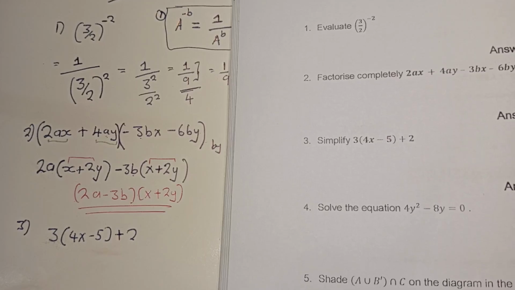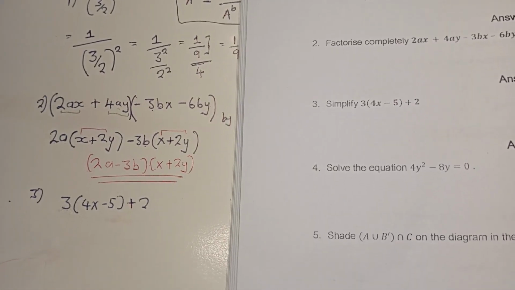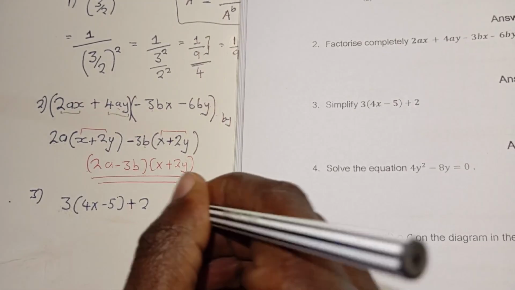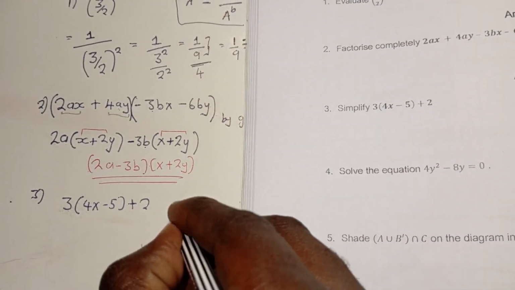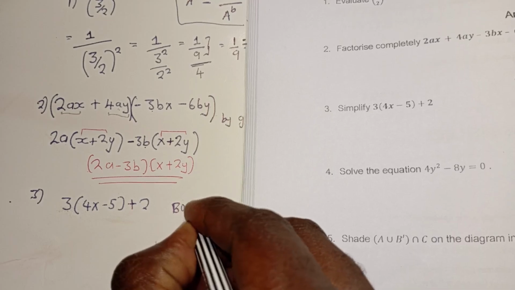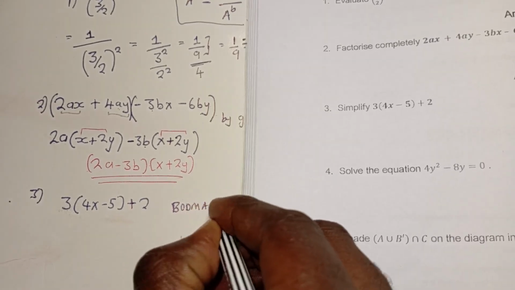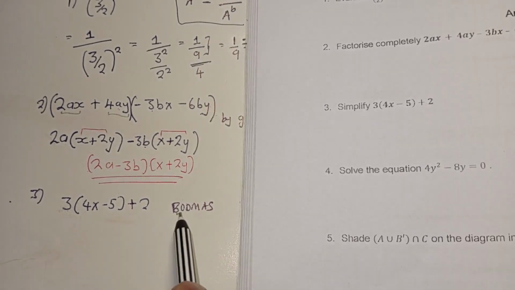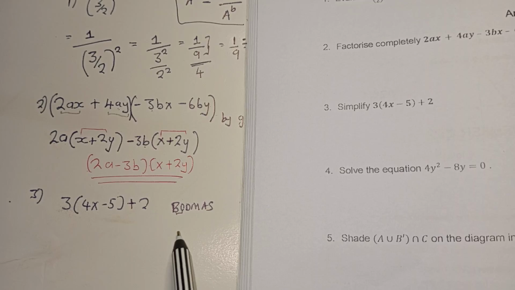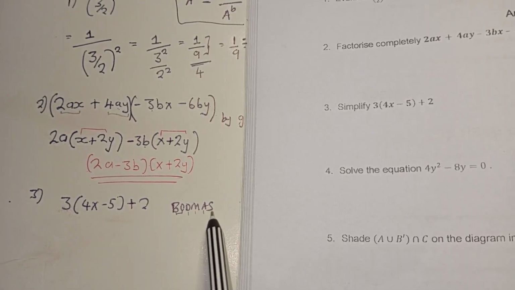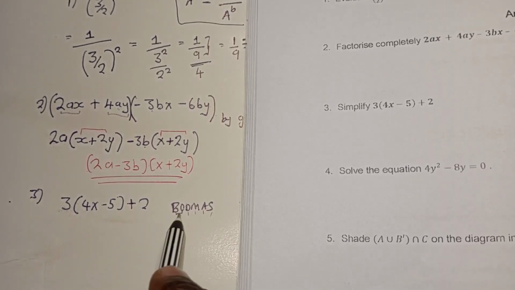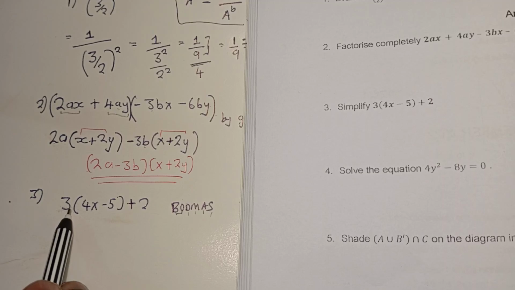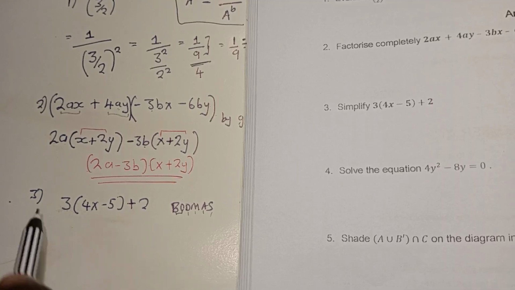Okay, so what we do here, we apply the order of operation which we call BODMAS. Okay, this is an order of operation. So it simply means brackets open first, open the brackets first, and then division, multiplication, addition, and subtraction. So how do you open the brackets? You multiply the number outside the brackets with everything in the brackets.